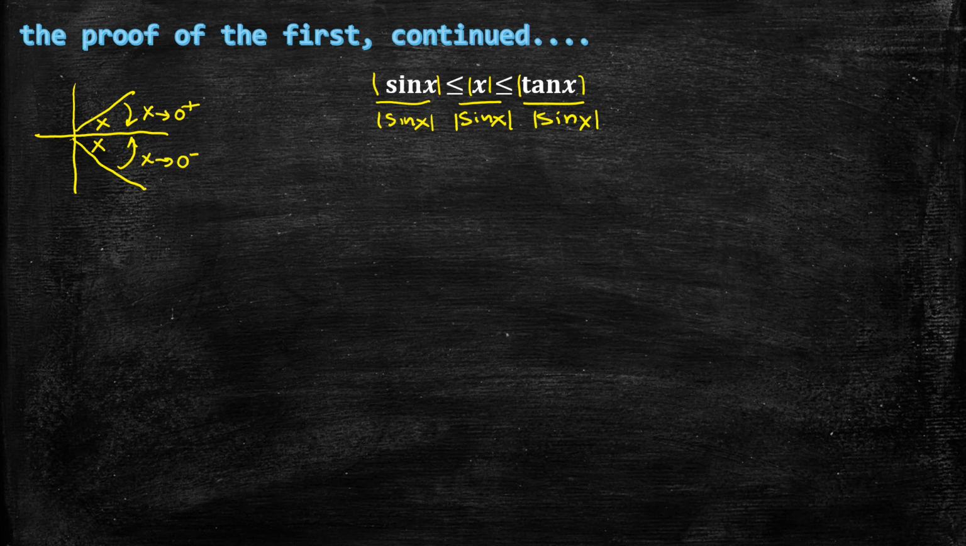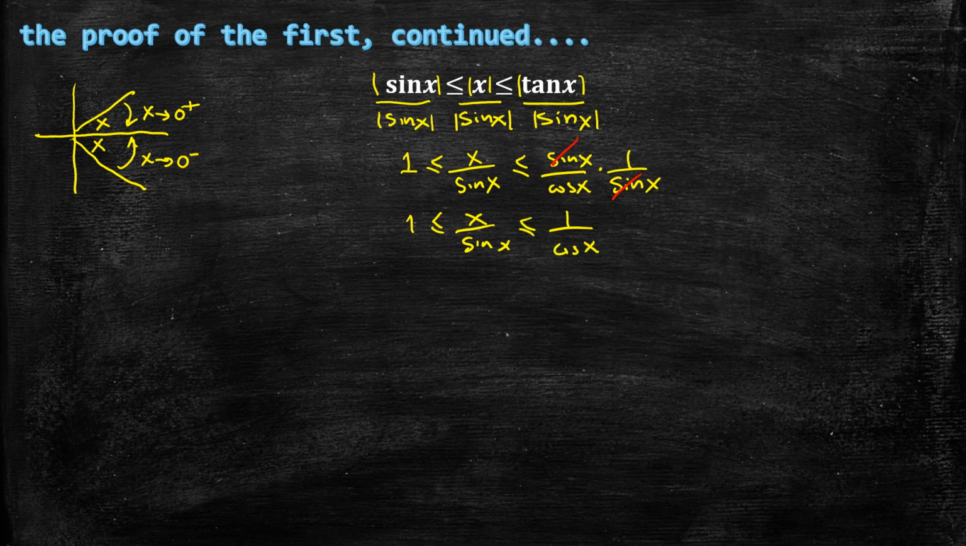So if we decide to divide through, we would get 1 is less than or equal to x over sine x, right? I'm shaking off the absolute value things now, which is less than or equal to, let's write tan x as sine x over cosine x. And then we can write dividing by sine x as 1 over sine x. So we see that these cancel. Let me write this out as 1 is less than or equal to x over sine x, which is less than or equal to 1 over cosine x.